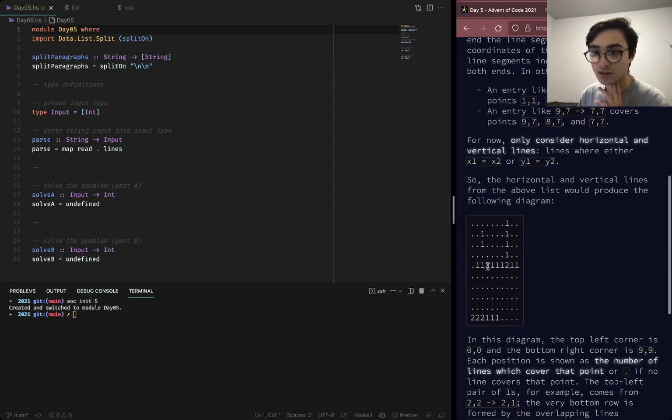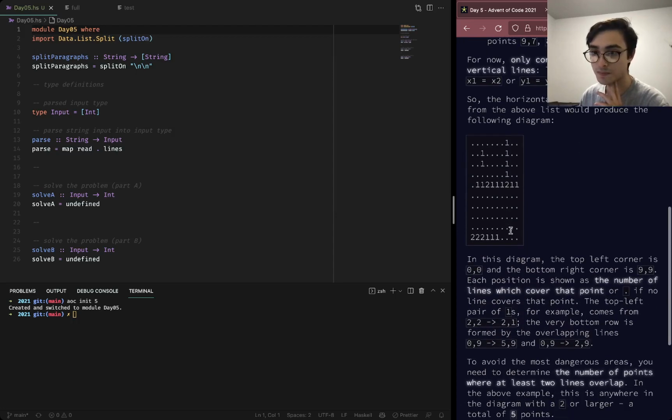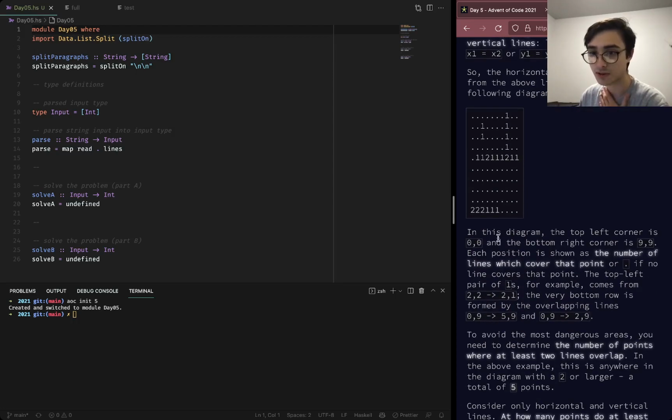So this is the diagram we have. The top left corner is at 0, 0. The bottom right corner is at 9, 9. Each position is shown as the number of lines which cover that point, or dot if no line covers that point. The top left pair of lines, right, okay.